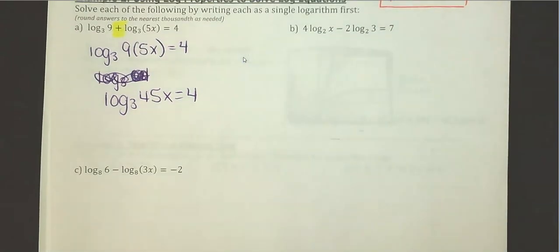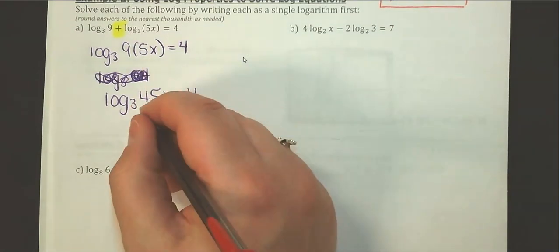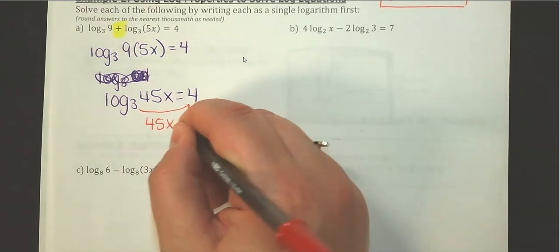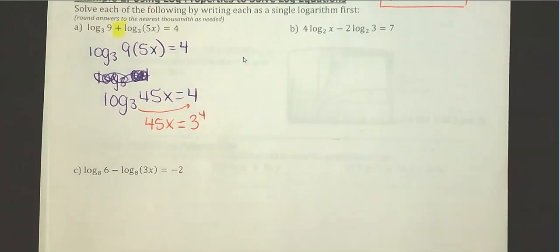Once you have a single log, we can get rid of the log by swinging that lovely base to the other side. We're going to make this exponential. So leave the 45x right where it's at. The base of the log pushes that 4 up in the air, required to be in an exponent when we convert this to exponential form.